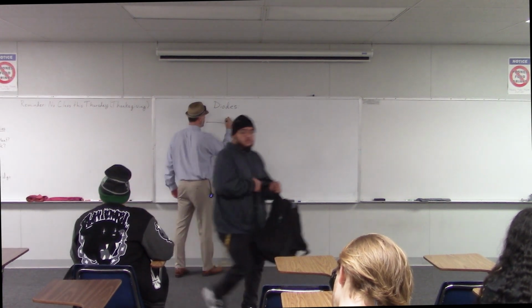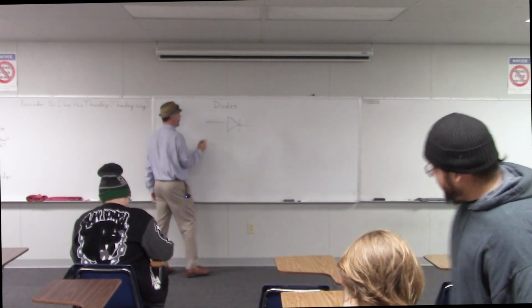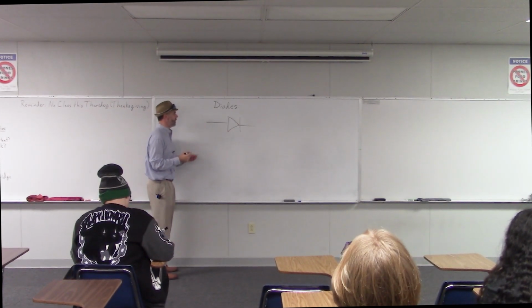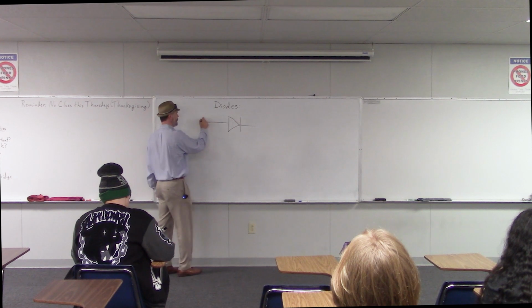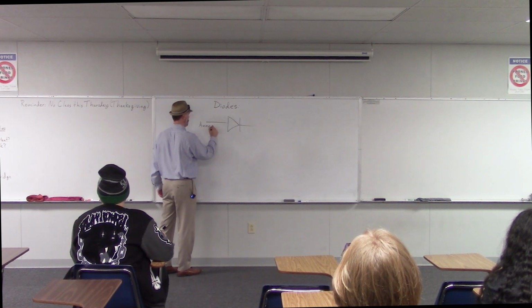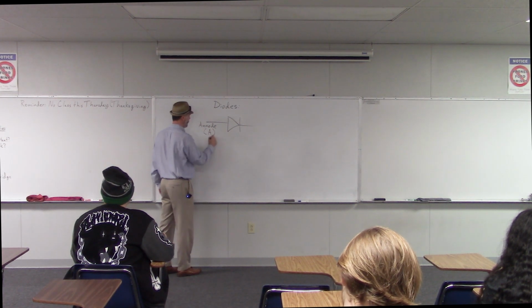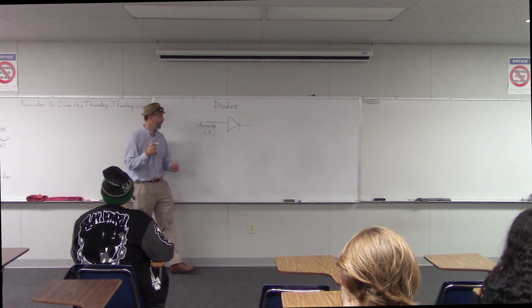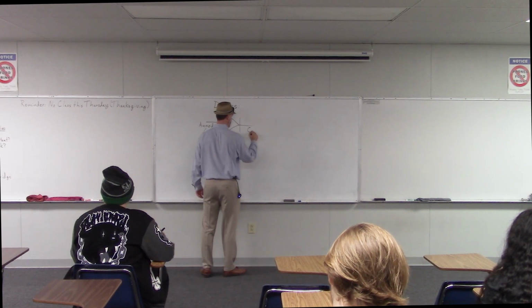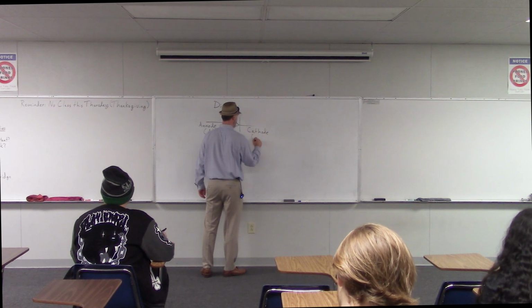So we said that the symbol for a diode looks like this. And the diode has two separate sides. So this side is called the anode, and that's abbreviated with an A. What's the other side called? Cathode. That's right. And that's abbreviated with a K.